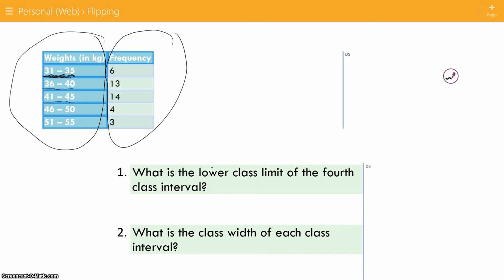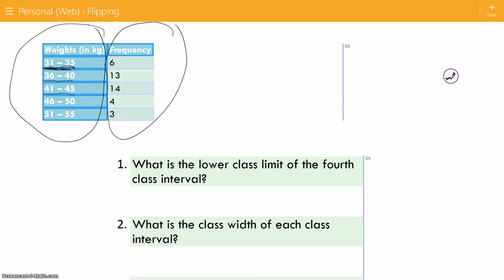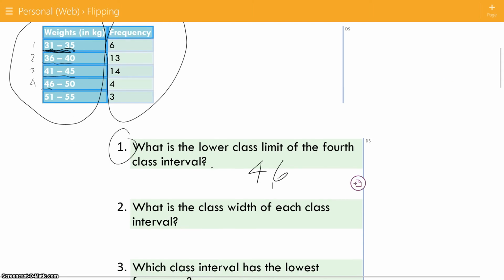Let's look at some questions that we might have when we're thinking about this type of data. For starters, what is the lower class limit of the fourth interval? That's this one right here. Well, to get that, we would look at our fourth interval. This would be the first, second, third, fourth. Here we go. Fourth, 46. 46 would be our lower class limit, because that is the very bottom of that class interval.